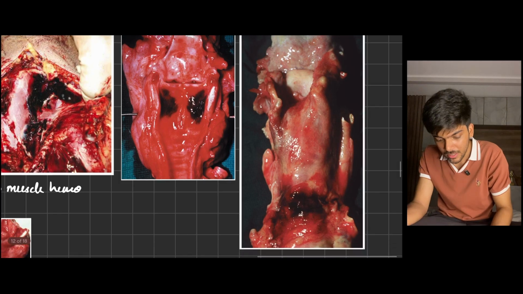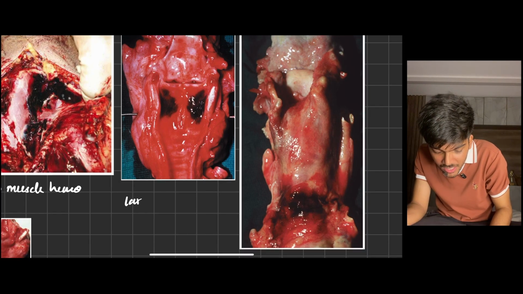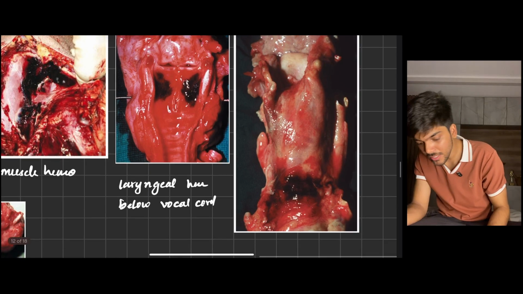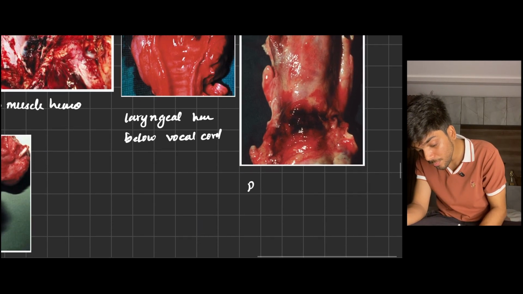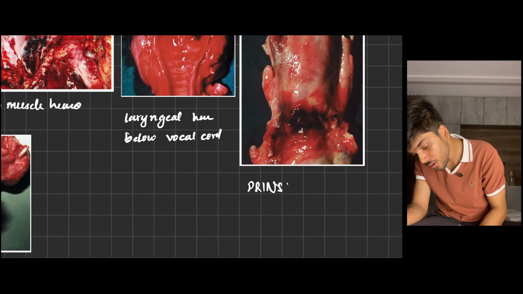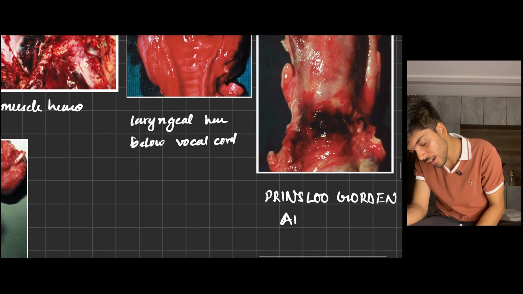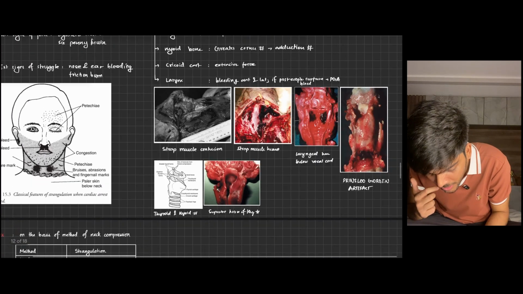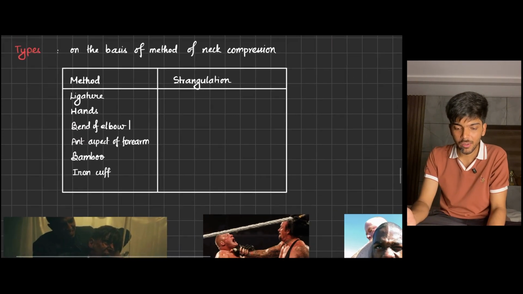What is this? There is laryngeal bleeding, laryngeal hemorrhage below the level of vocal cord, in the anterior surface, anterolateral surface. What is this? This is Prinsloo-Gordon artifact, where there is bleeding in the posterior surface of the esophagus. Artifact, Prinsloo-Gordon artifact.